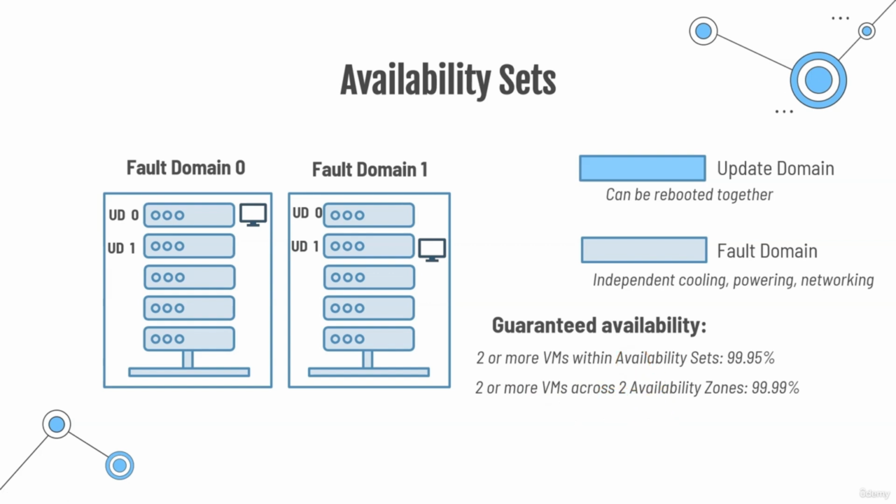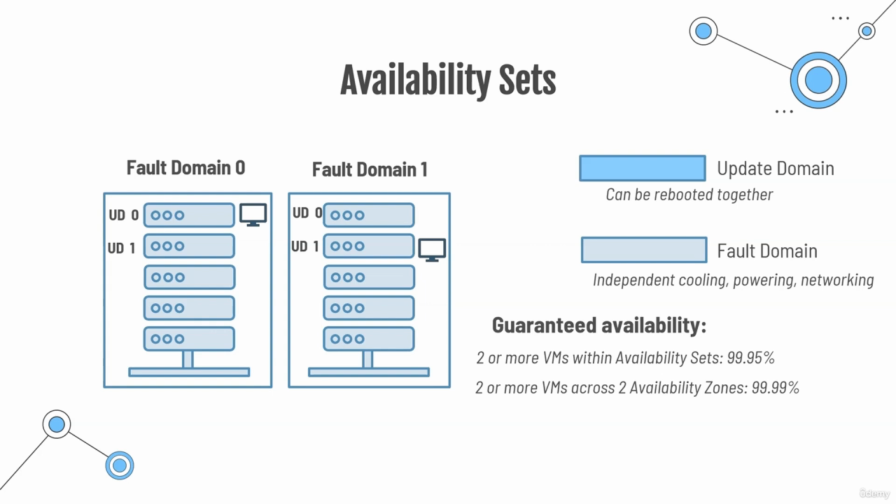This is necessary if we want to achieve 99.99%. This can then not be achieved anymore with 2 or more virtual machines within an availability set. In this case, we need to spread them across 2 availability zones. Now, this was the concept, the theory about these availability sets.